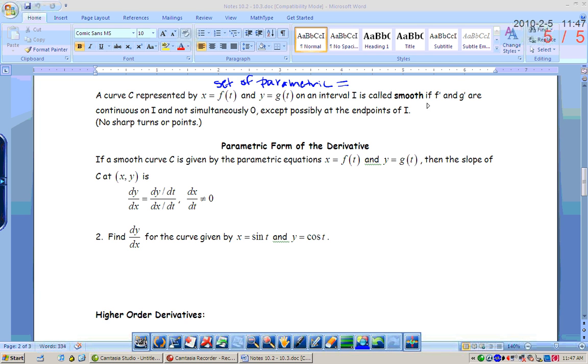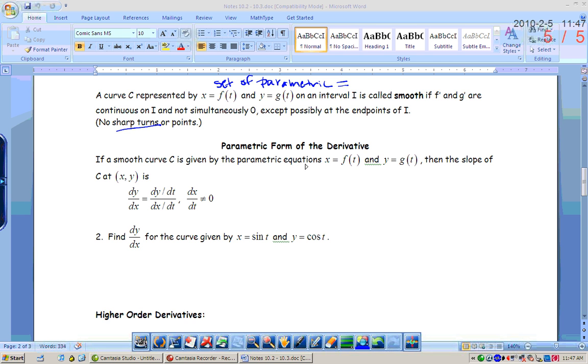It's called a smooth curve if f prime and g prime are continuous on I and not simultaneously 0, except possibly at the endpoints. Okay, the bottom line is that there are no sharp turns or points. If they refer to a smooth curve, it means you have no cusps or points, like really sharp points. That's the main thing you need to get out of that.